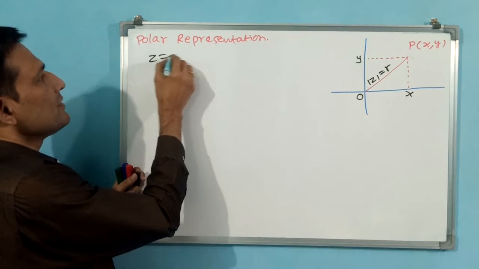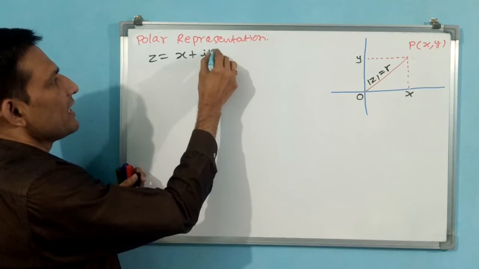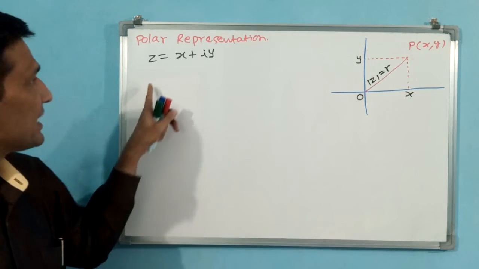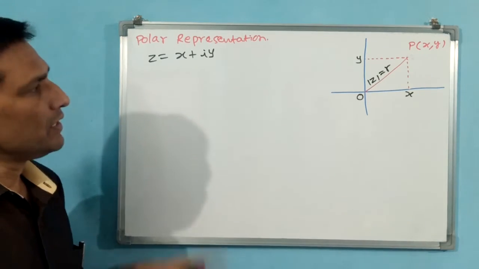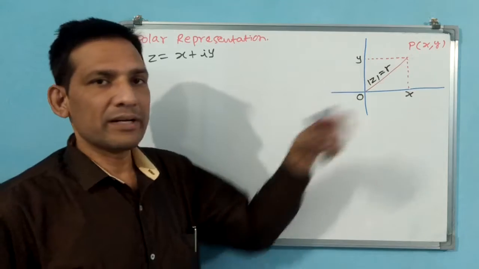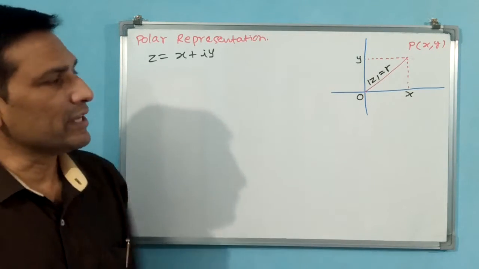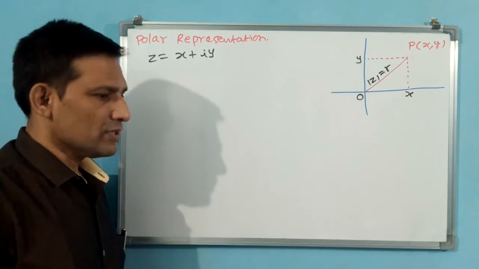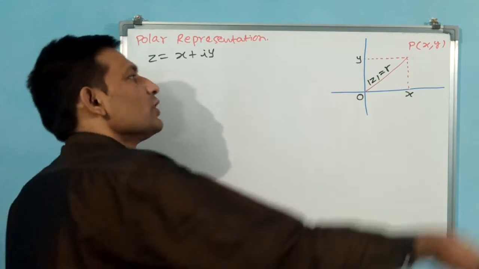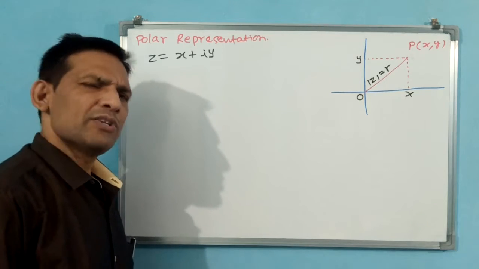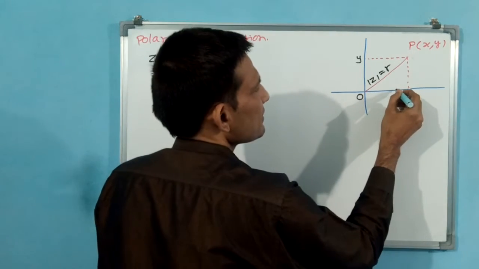Z is equal to x plus iy. This is not polar representation. Polar representation we have still not gone to, but this is the basic complex number. We have represented a basic complex number on the Argand plane in the first quadrant. Why? Because both are positive. That is why I have taken it. I will explain. Now you see, in trigonometry also, for rotation in the anti-clockwise direction, what have we taken? Positive theta we have taken. Let us take this also positive.